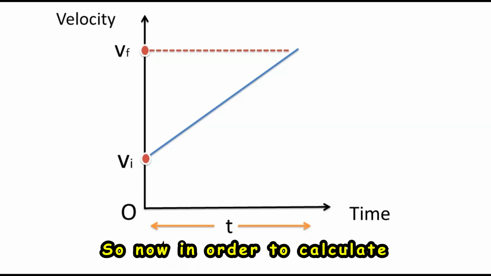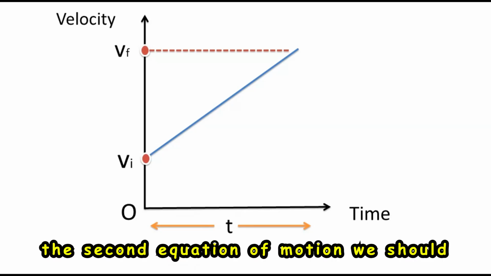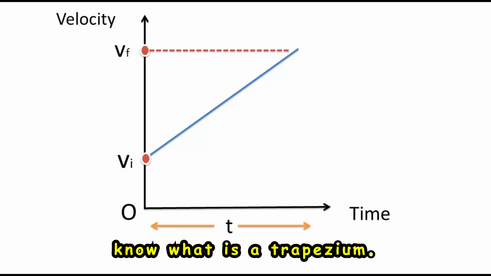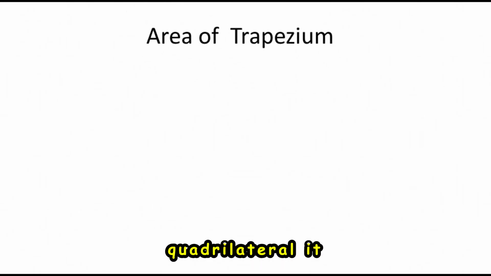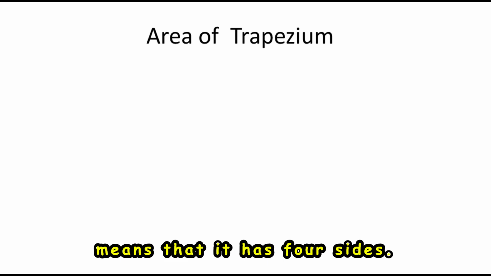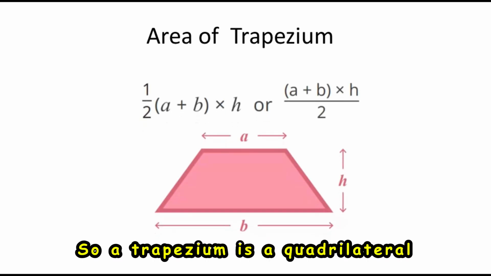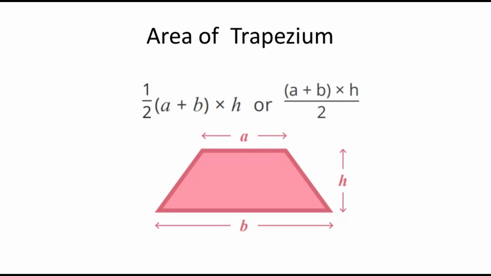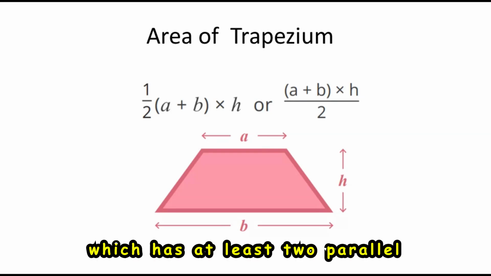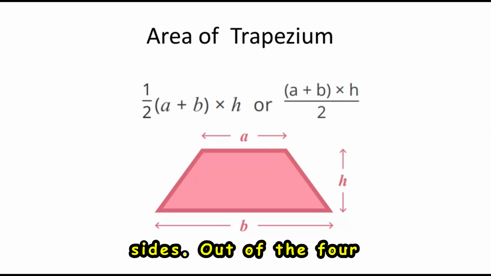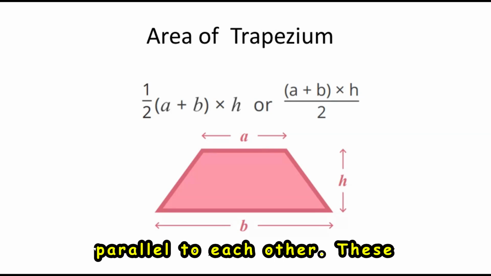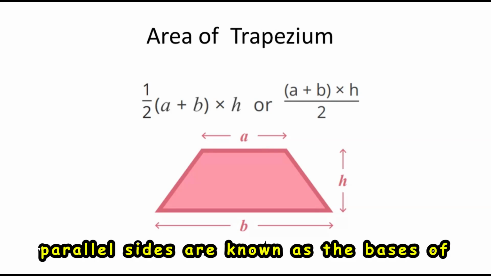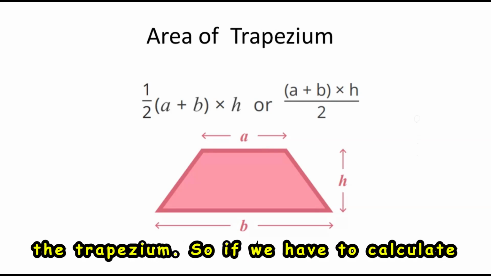So now in order to calculate the second equation of motion, we should know what a trapezium is. A trapezium is a quadrilateral. By quadrilateral it means that it has four sides. So a trapezium is a quadrilateral which has at least two parallel sides. Out of the four sides, only two sides are parallel to each other. These parallel sides are known as the bases of the trapezium.